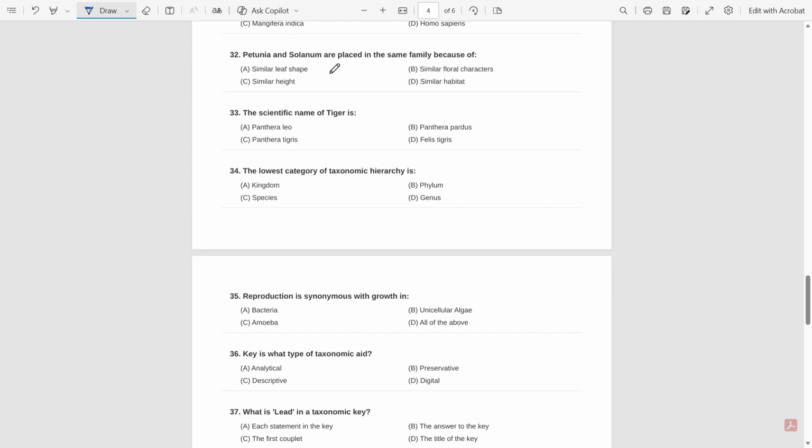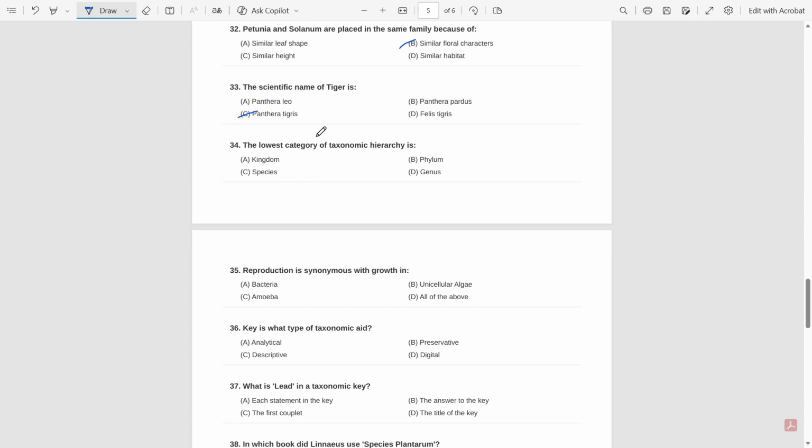32. Petunia and Solanum are placed in the same family because of A. Similar leaf shape, B. Similar floral characters, C. Similar height, D. Similar habitat. B. Why families are characterized on the basis of both vegetative and reproductive floral features. 33. The scientific name of tiger is A. Panthera leo, B. Panthera pardus, C. Panthera tigris, D. Felis tigris. C. Why tigris is the specific epithet for tiger.